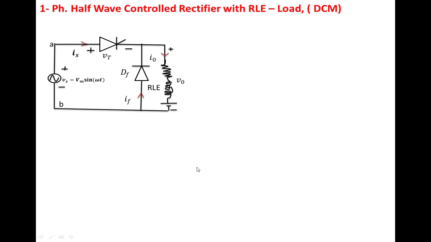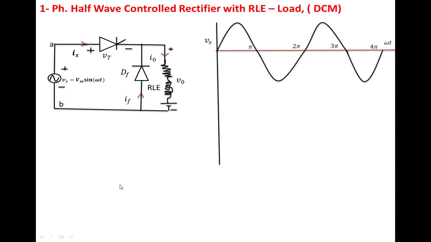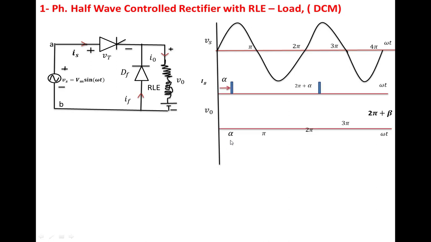Now we are going to see the circuit operation by taking two cycles of the input voltage. We apply the trigger pulse to the SCR at alpha and 2 pi plus alpha. We start developing the output voltage waveform from alpha. From 0 to alpha, no device is conducting in the circuit, so the output voltage becomes 0. At alpha, the SCR is on. Once the SCR is on, the output voltage follows the input voltage up to pi.